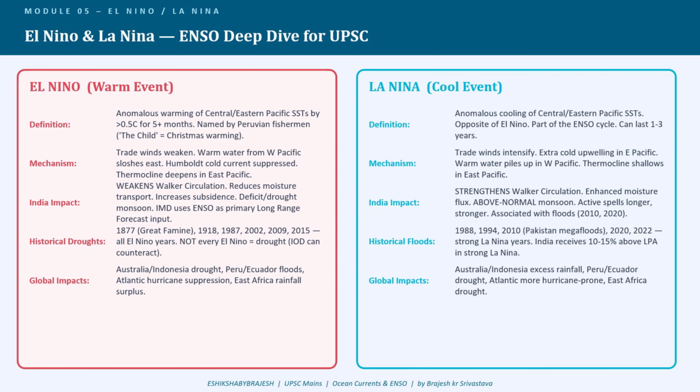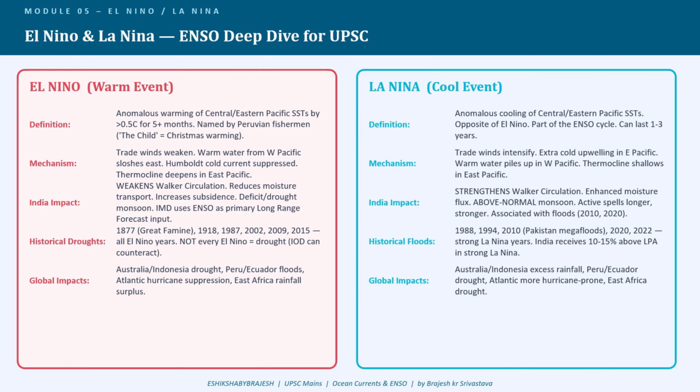El Nino and La Nina together form the ENSO cycle, the El Nino Southern Oscillation. Let me teach you each one in detail. El Nino, the warm event. The word El Nino is Spanish for the child, specifically the Christ child, because Peruvian fishermen named it for the warm ocean anomaly that appeared around Christmas time, ruining their fishing.